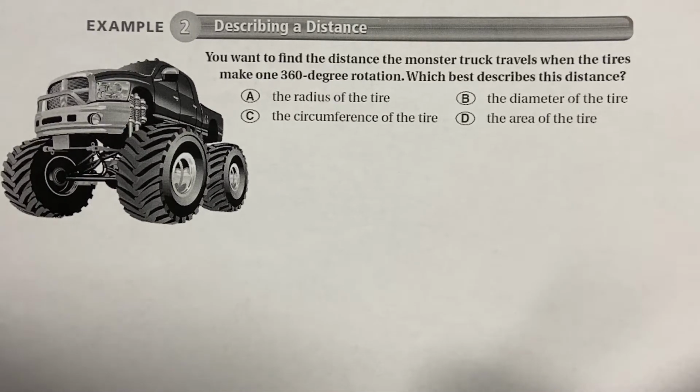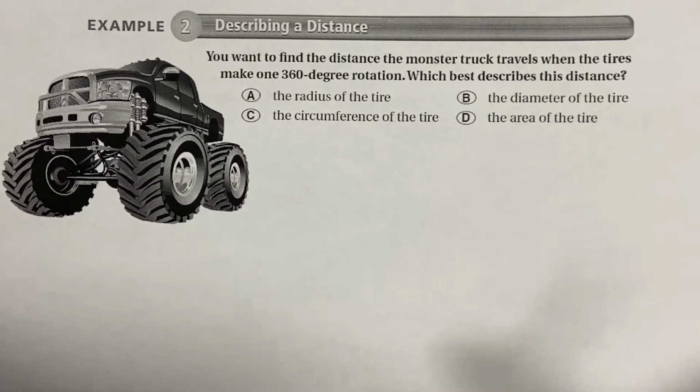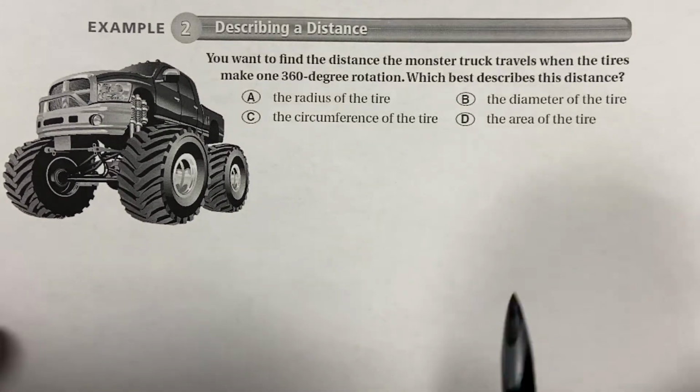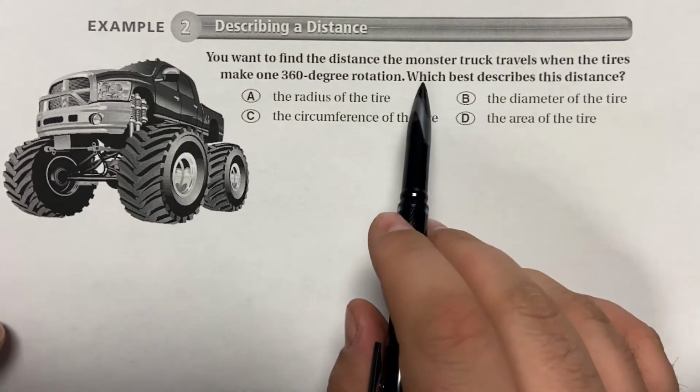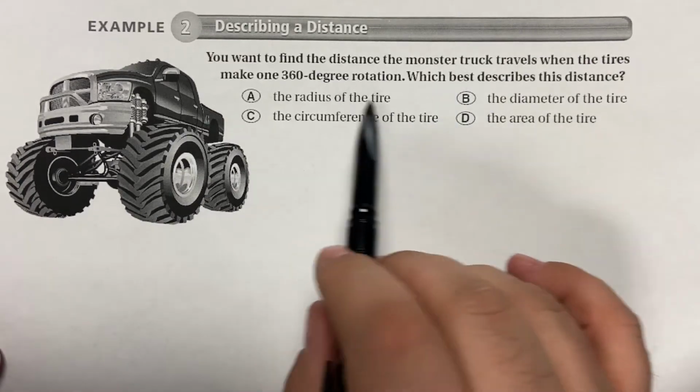Today we're going to try to work on finding or describing a distance. Here we're talking mostly about circles, really just specifically about circles because that's where we're at in our unit. Now, you want to find the distance a monster truck travels when the tires make one 360-degree rotation. So it's not asking you to actually find how far it goes. It's just asking you which one is going to best describe it.